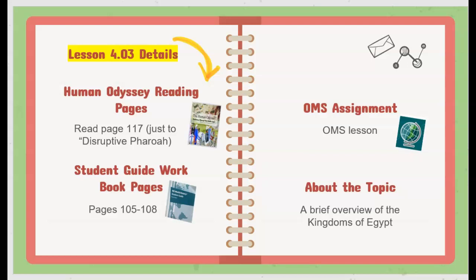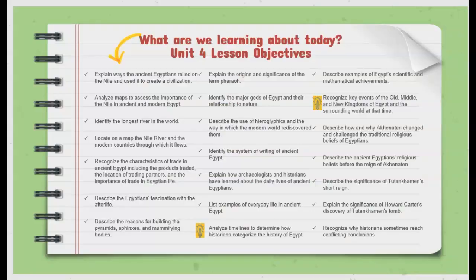Your student guide workbook pages 105 to 108, your OMS lesson, and then this is a brief overview of the kingdoms of Egypt. Our learning objectives for this part: analyze timelines to determine how historians categorize the history of Egypt, and recognize key events of the Old, Middle, and New Kingdoms of Egypt and the surrounding world at the time.